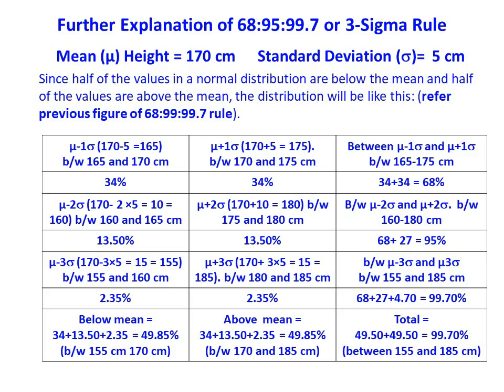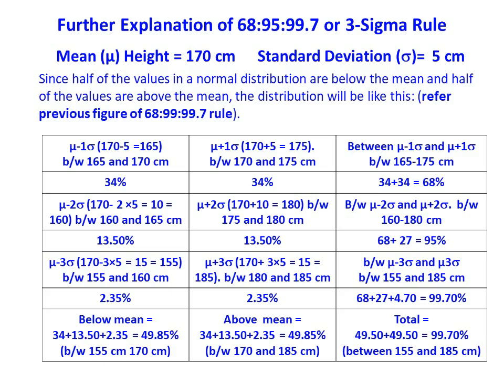The height of 13.50% of adult males in Kerala is between 165 centimeters and 160 centimeters. That is between mean minus 1 standard deviation and mean minus 2 standard deviations. The height of 13.50% of adult males in Kerala is between 175 and 180 centimeters. That is between mean plus 1 standard deviation and mean plus 2 standard deviations. That is, the height of 95% of adult males in Kerala is between 160 centimeters and 180 centimeters.